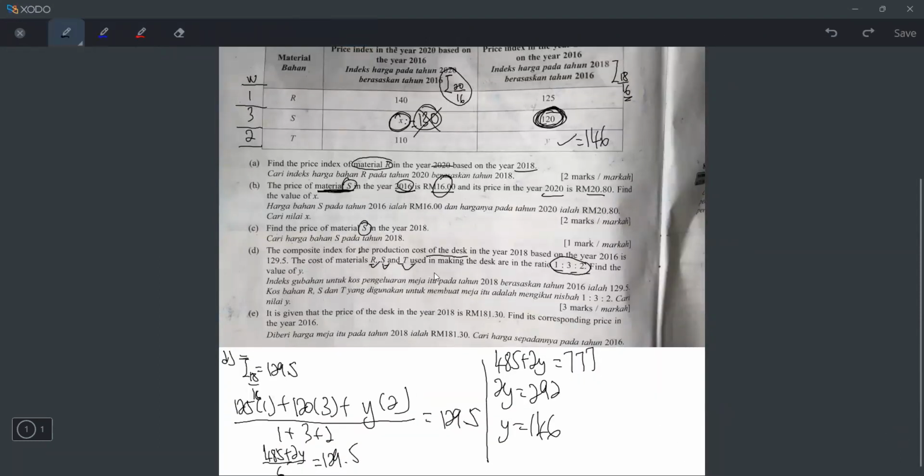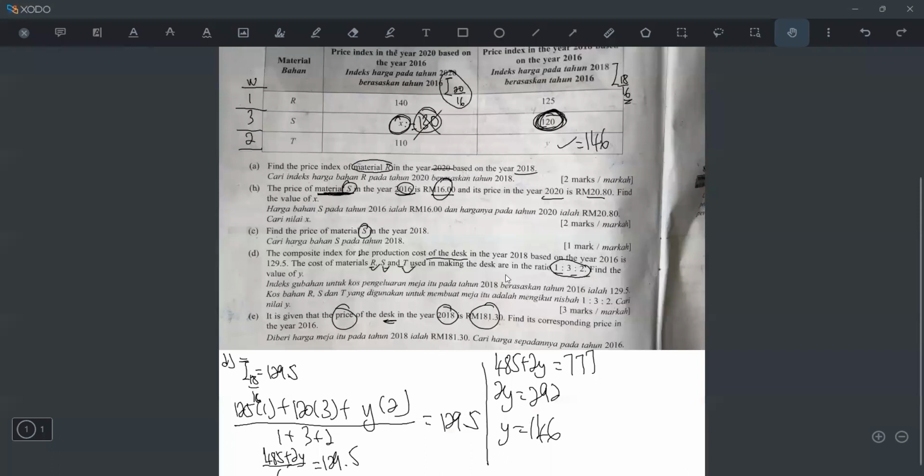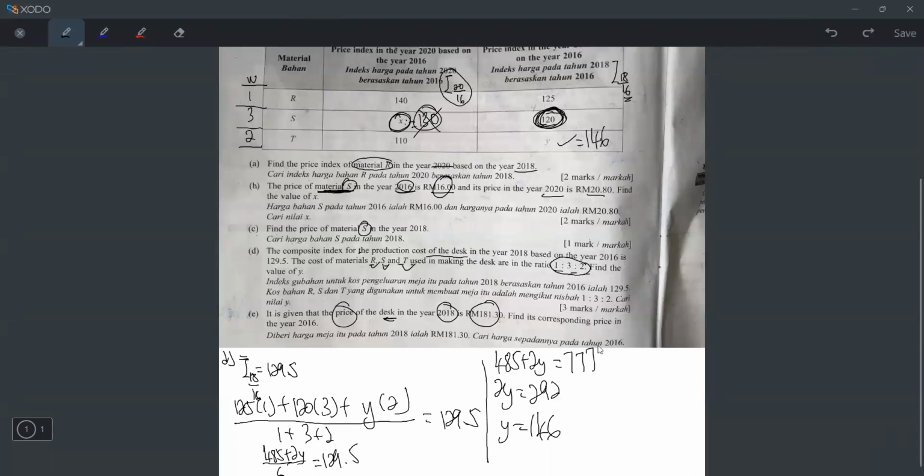I don't have enough space already, but it's okay. Question E says it is given that the price of desk in 2018 is 181.3, find the corresponding price in 2016. They never mention R, S, or T, which means we have to take the average, the composite. It's very easy, so this space is enough. I'll write E. They give you the price of desk in 2018, 181.30. Find the corresponding price in 2016, so price in 2016 equals question mark.